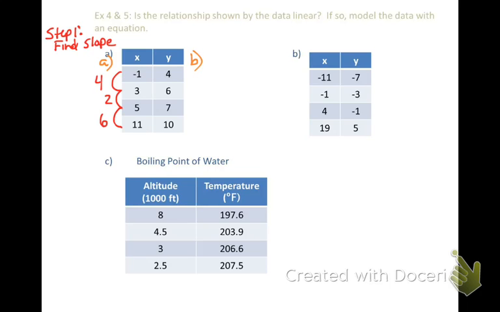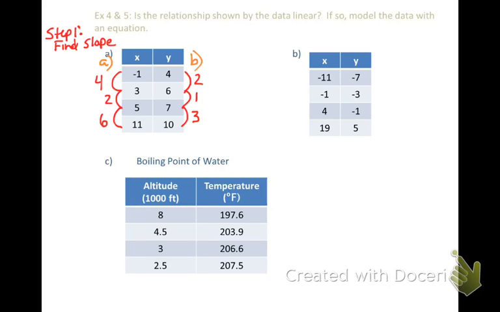B, we are going to do the same idea for step 1. You're going to find the difference. So the difference between 4 and 6 is 2. And the difference between 6 and 7 is 1. And the difference between 7 and 10 is 3. Okay, that's A and B.